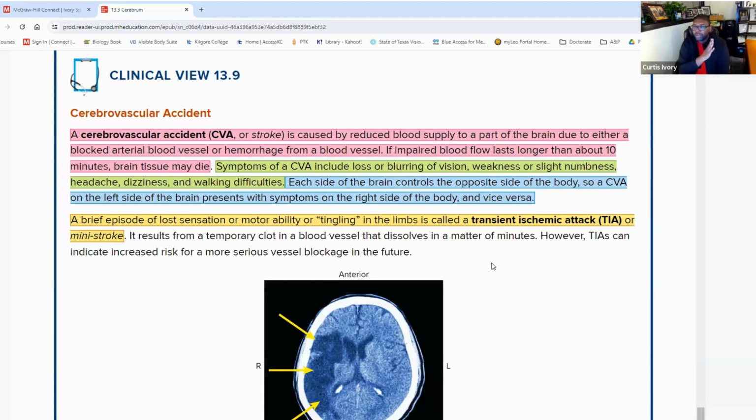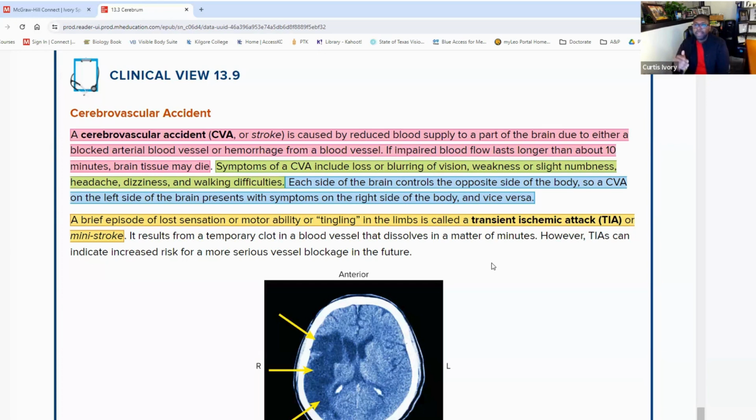If you have drooping in the left portion of your face or the left portion of your body, we know that the right portion of your brain is having a stroke. So we can determine what side of the brain is having the cerebrovascular accident.